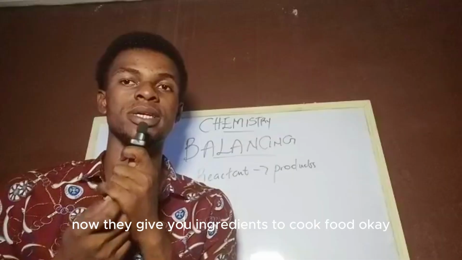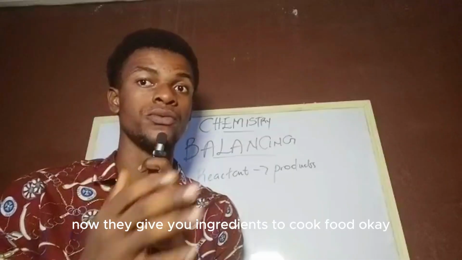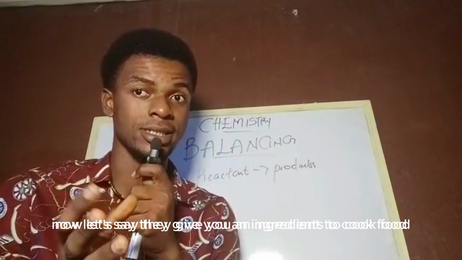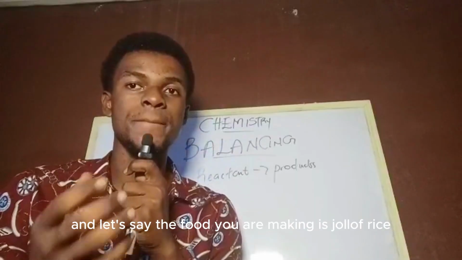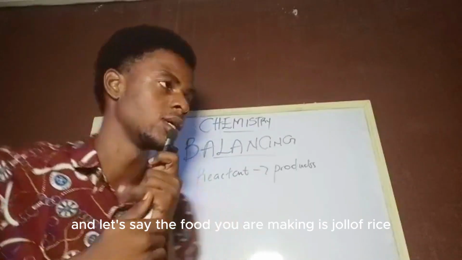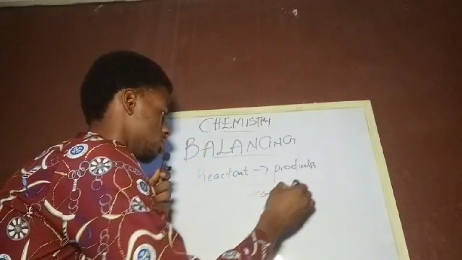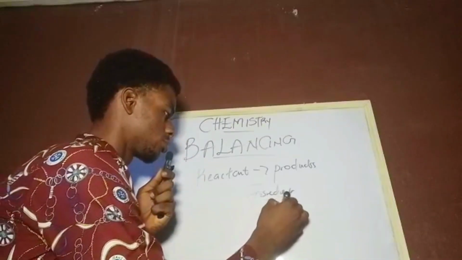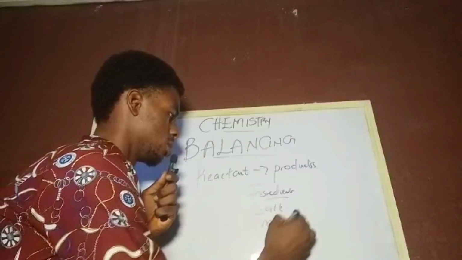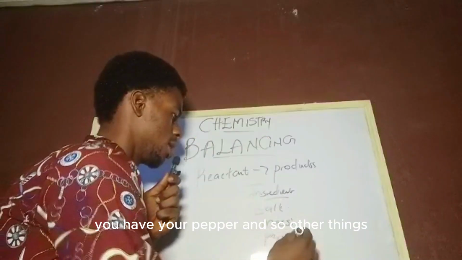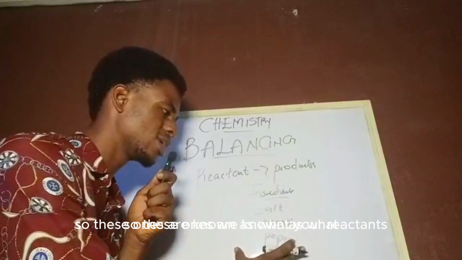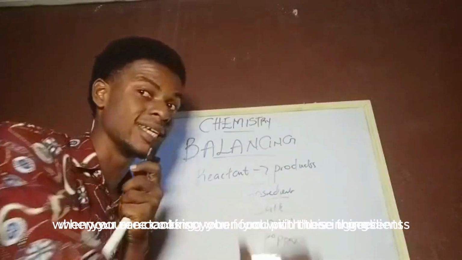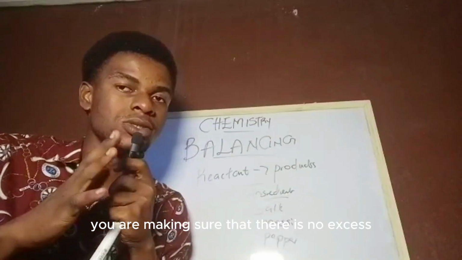Let me give you an easier example. Imagine they give you ingredients to cook food. Do you know how to cook food? Let's say the food you are making is jollof rice. They've listed the ingredients and given them to you to make that particular food. You have your salt, your maggi, your pepper, and other things. So these ones are known as what? Your reactants. When you are cooking your food with these ingredients, you are making sure that there is no excess.